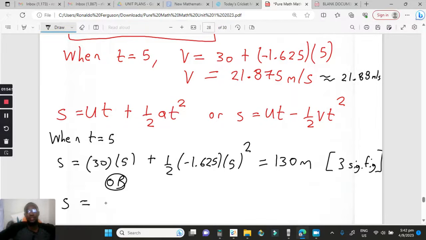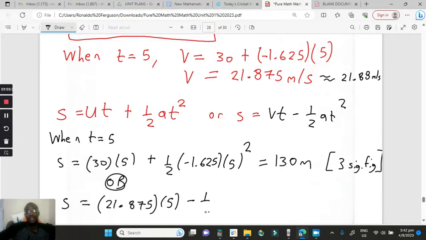Or you could use ut plus half at square, and then I forgot to say vt minus half at square, sorry. Vt minus half at square, I wrote it wrong. So the velocity, 21.875 times the time 5 minus half at square.